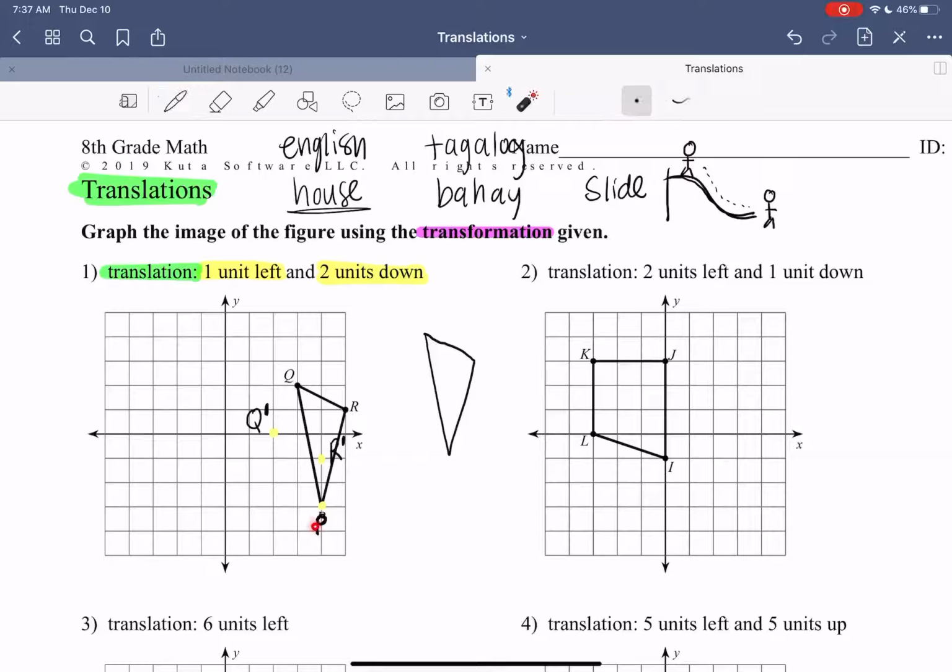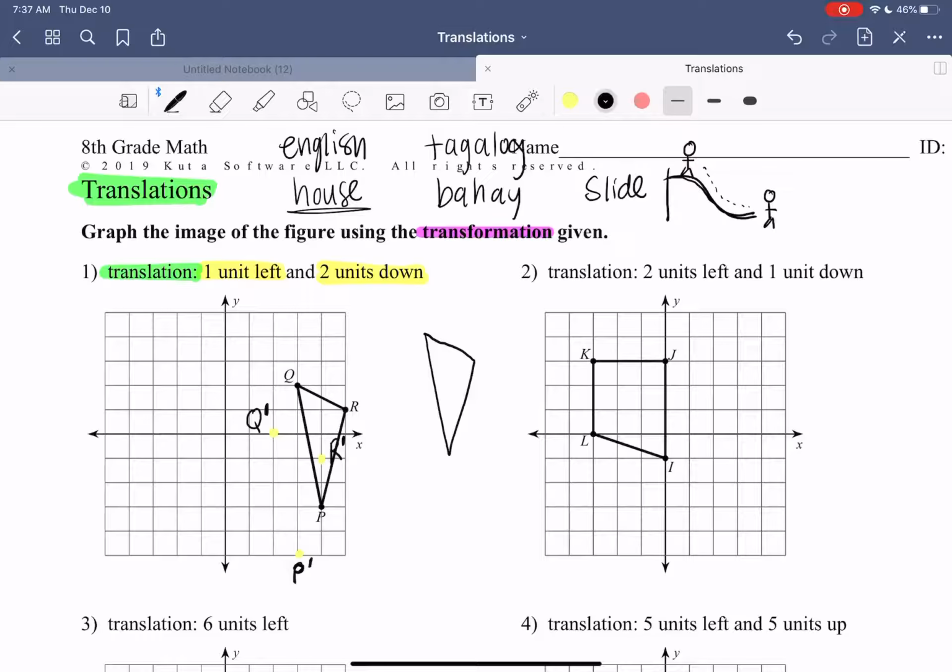So I just have a P because I haven't moved it yet. Once I move it, I'm going to move 1 unit to the left and 2 units down. So now it's in a new location, so it takes on a new name, and we give it that prime.